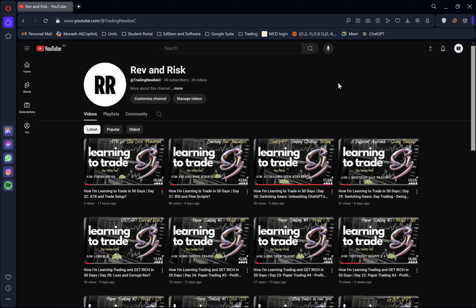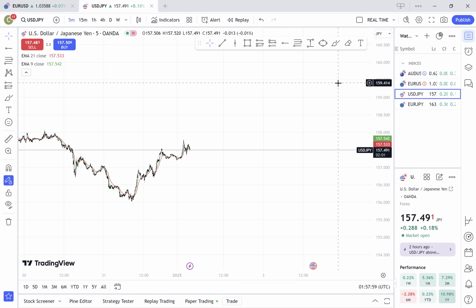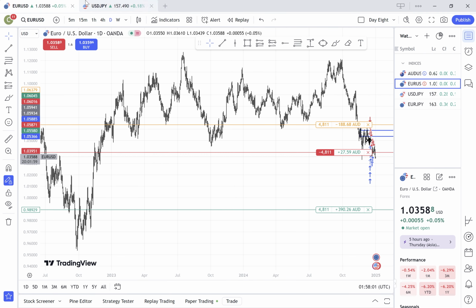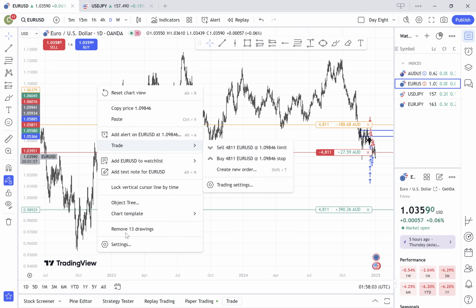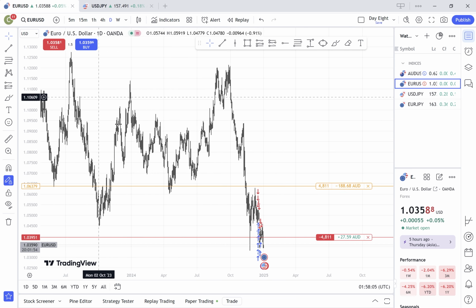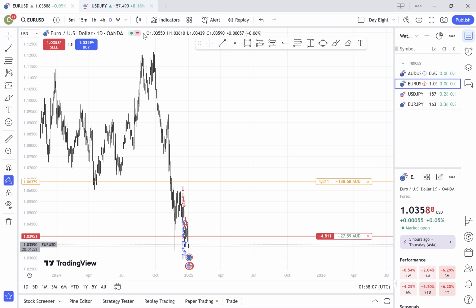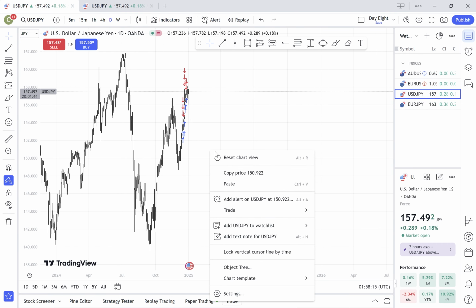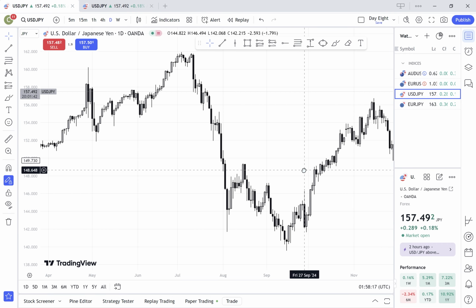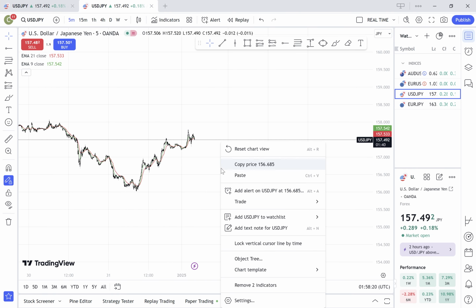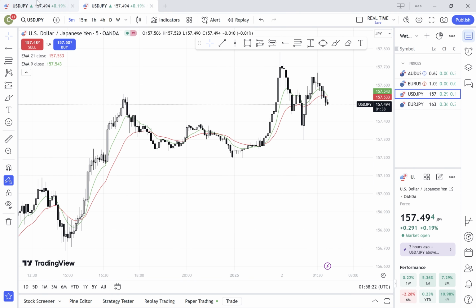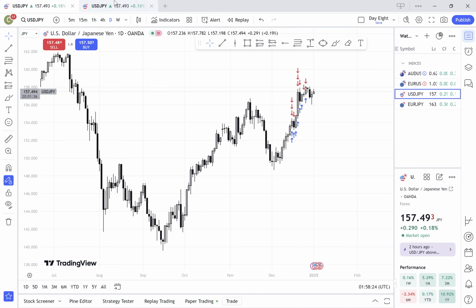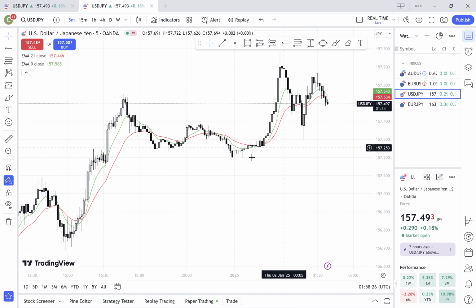Now the first thing I want to do is go into TradingView here. As you can see, I've got two charts open. On the first one, I'm going to remove all the drawings. We're going to take a few trades, so let's use USD/JPY today. Let me reset the chart view real quick. Okay, so I've got the exponential moving average indicators over here.